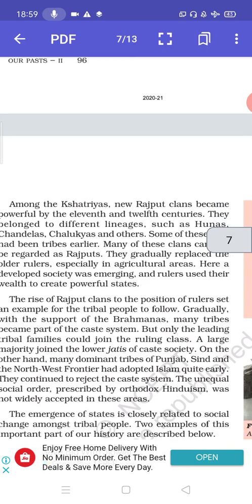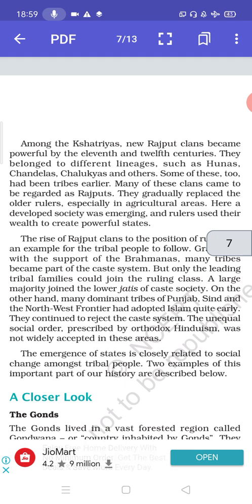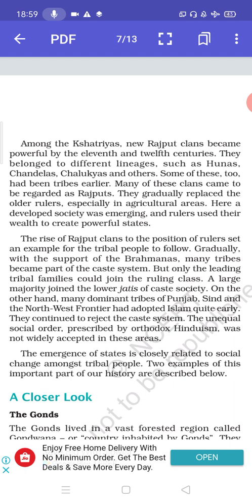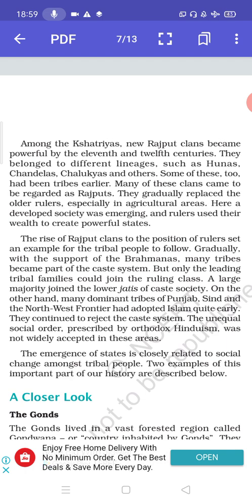Among the Kshatriyas, new Rajput clans became powerful by the 11th and 12th centuries. They belonged to different lineages such as Hunas, Chandelas, Chalukyas, and others. Some of these too had been tribes earlier. Many of these clans came to be regarded as Rajputs. They gradually replaced the older rulers, especially in agricultural areas. Here, a developed society was emerging, and rulers used their wealth to create powerful states.